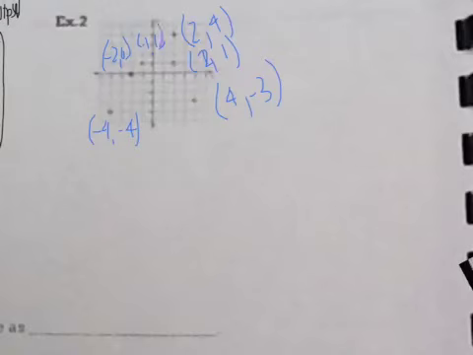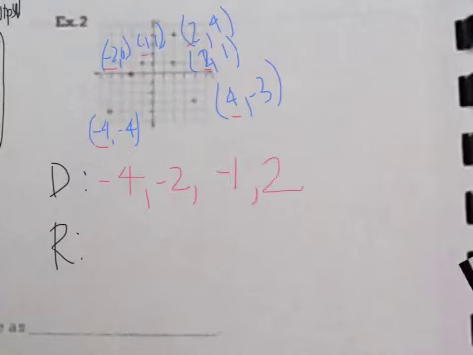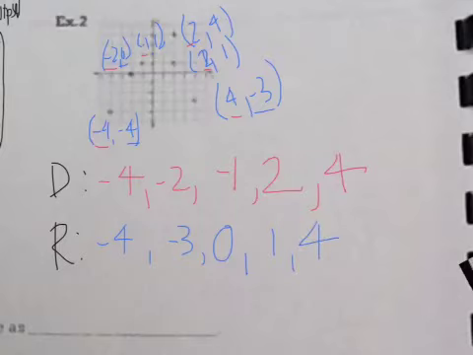So let's go ahead and state our domain and our range. Our domain for this graph is going to be my x values: -4, -2, -1, 2. I only need to write 2 one time even though it's in two different spots, because once you've written the number 2 it's considered a value there. So that's going to be my domain. And my range of course will be my y values: -4, -3, 0, 1, and 4.